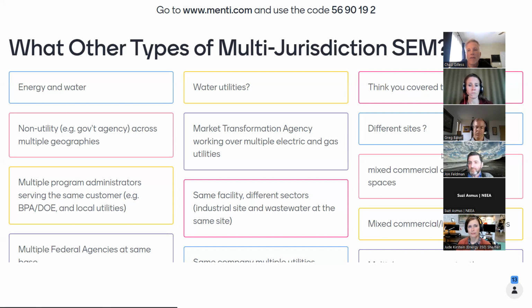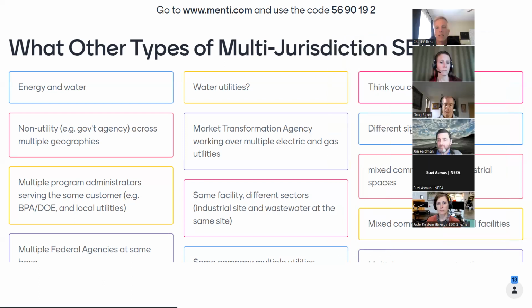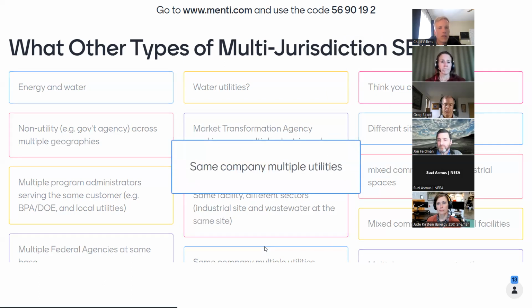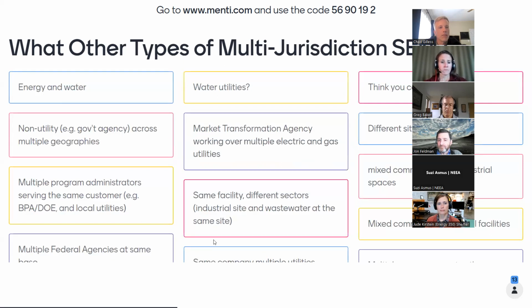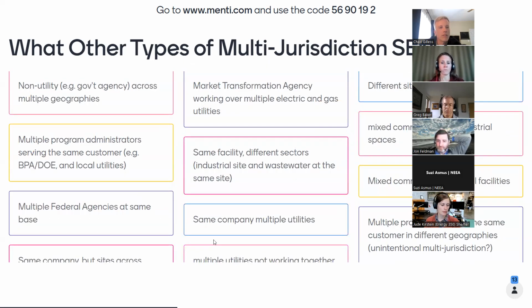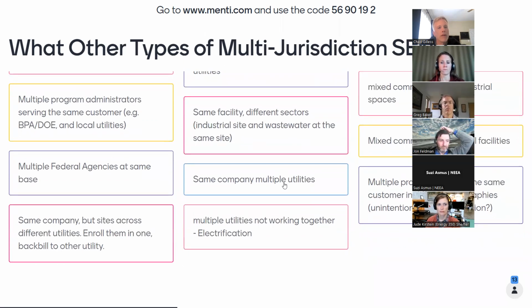Different sites, yeah. For one company that has different sites, mixed commercial and industrial spaces. We've got multiple program administrators serving the same customer. So BPA, DOE, and local utilities. Same facility, different sectors. Industrial site and wastewater at the same site. Same kind of utilities, multiple federal agencies at the same base. Oh, interesting. So you have FEMP and DOD, for example. Same utilities.